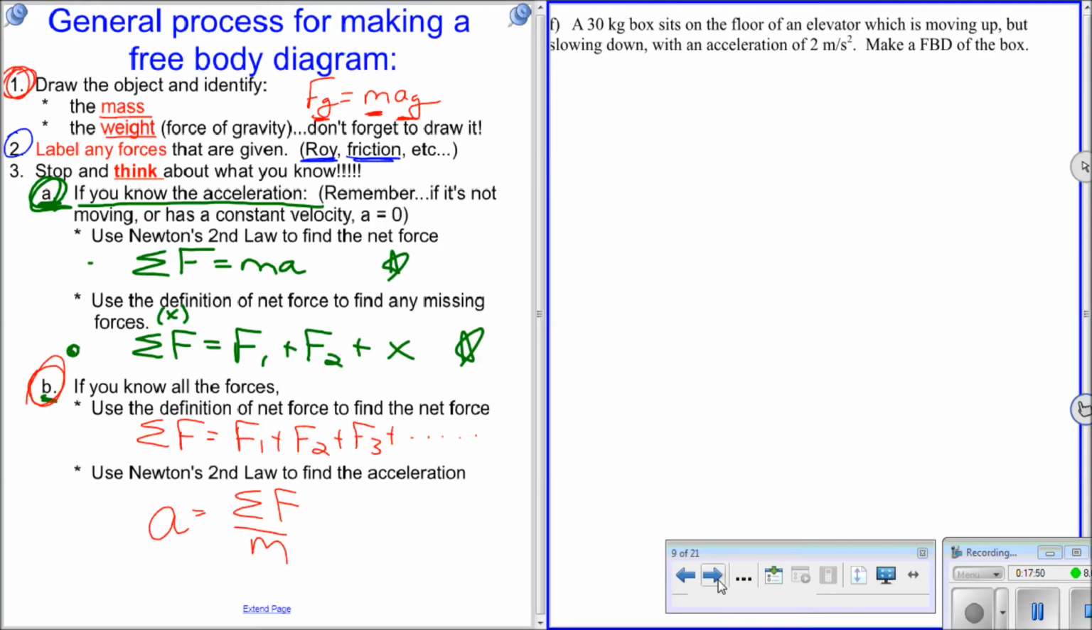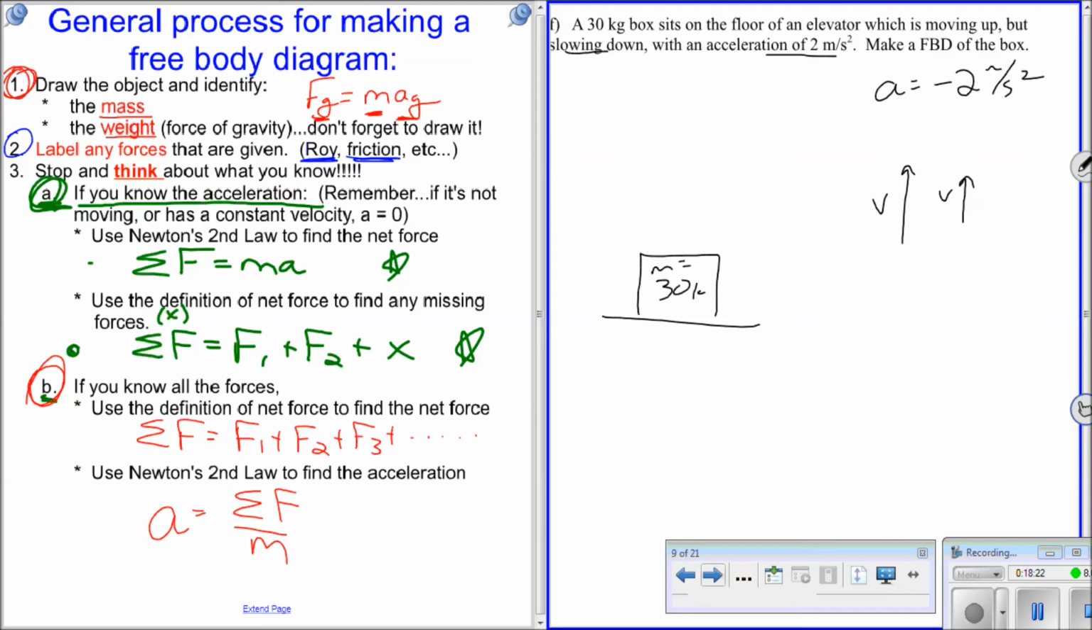All right. So now, what happens if the elevator is moving up and slowing down? Well, this time our velocity is going to decrease, right? Since we're slowing down, our acceleration is going to be negative 2 meters per second squared, because our velocity is going to go from a big positive number to a smaller positive number. Okay, so let's see how that affects things. I'll draw the box. Mass is 30 kilograms. Force of gravity is negative 300 newtons, just like before.